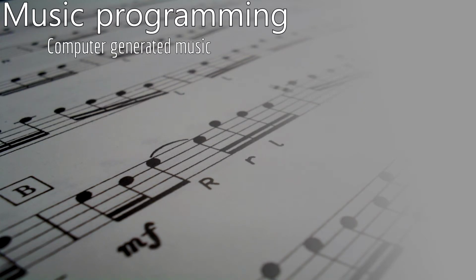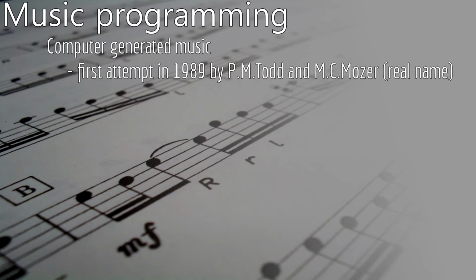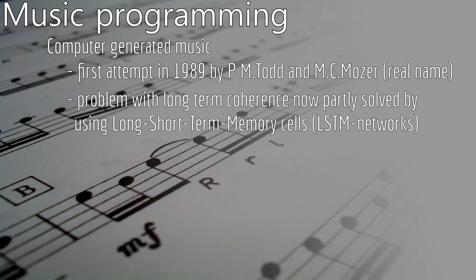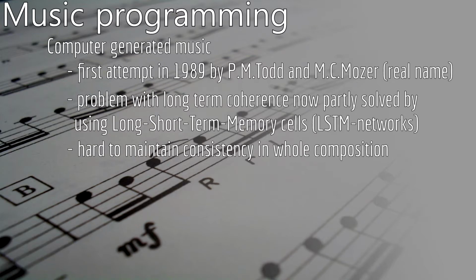When we use machine learning algorithms and neural networks to compose music, it no longer requires an understanding of music at all, but just the right code. There have been numerous attempts at computer-generated music dating back to 1989, where P.M. Todd and M.C. Moser used recurrent neural networks to create music. A problem here was the limitation of their short-term coherence. This problem has been solved partly by using long short-term memory cells, LSTM neural networks, but it remains the biggest problem to maintain consistency in the whole composition and not only within a phrase.